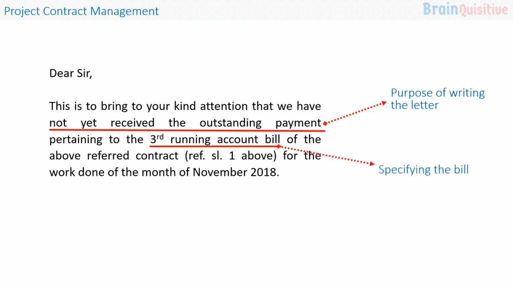Next, you have specified the bill. This is the third running account bill whose payment is sought after. And the next, the contract is identified. The third running account bill pertains to the above referred contract, the referred serial 1 above. In the serial 1 and the reference list, you have already mentioned the identification of the contract, that is the work order number. So the contract is identified.